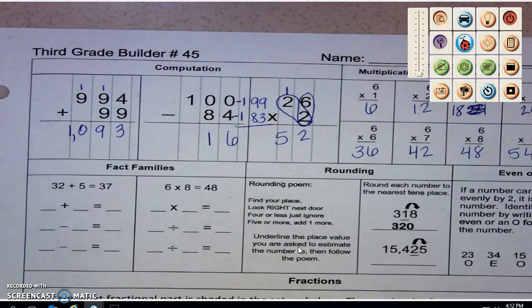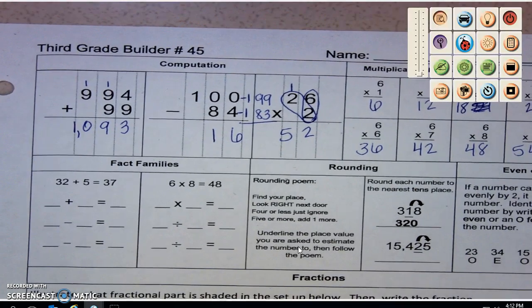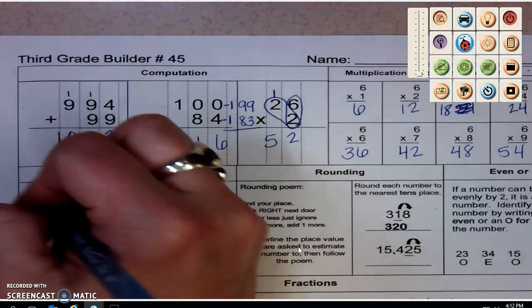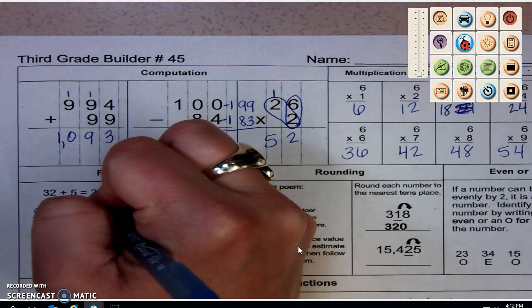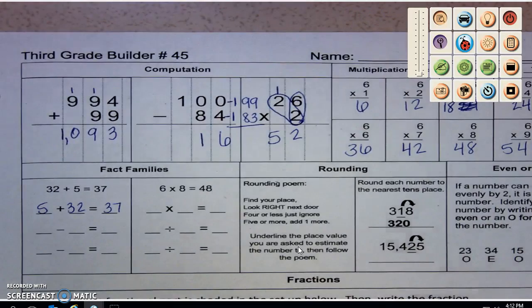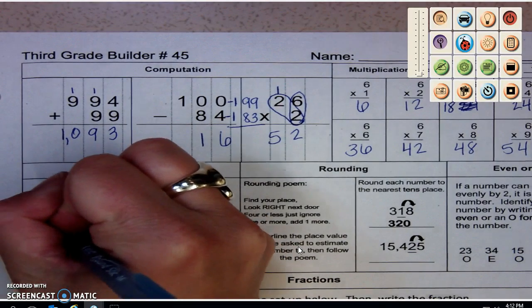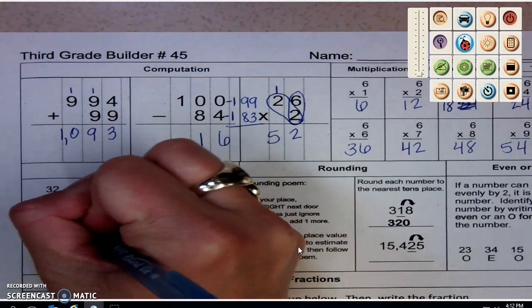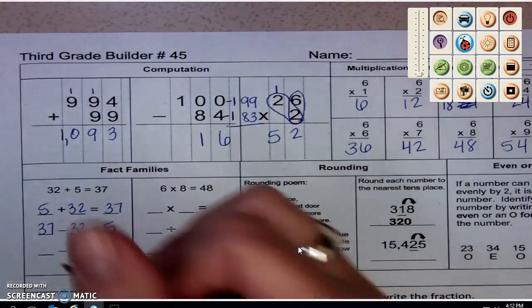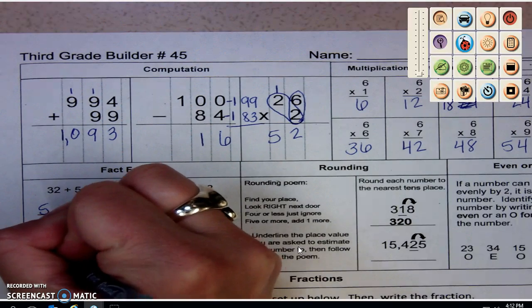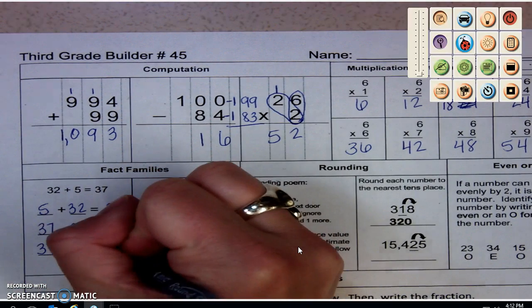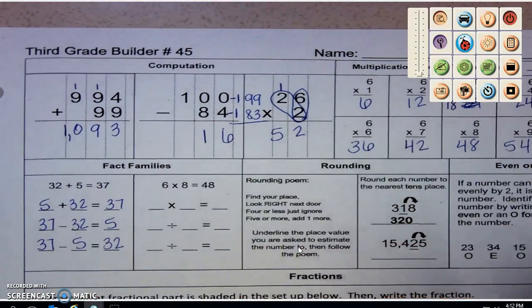Fact families. 32 plus 5 equals 37. We could also say 5 plus 32 equals 37. We could say 37 minus 32 equals 5. We could say 37 minus 5 equals 32.